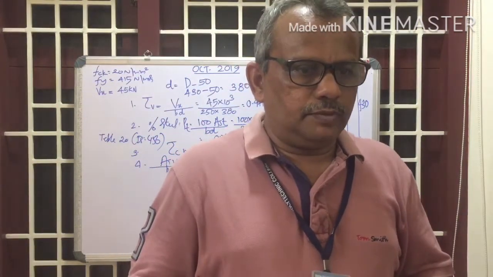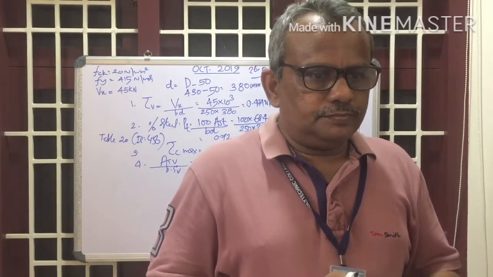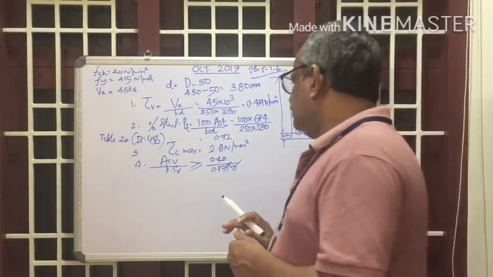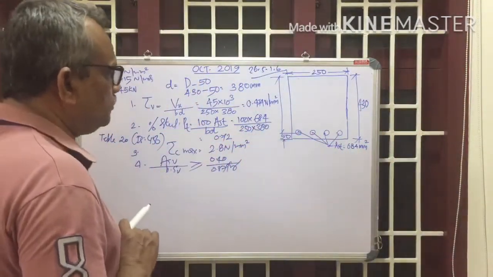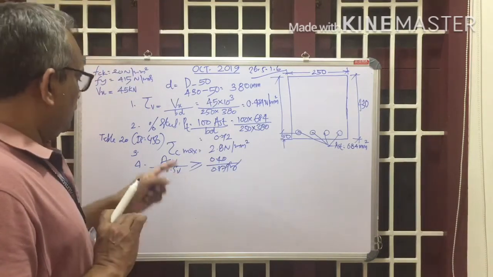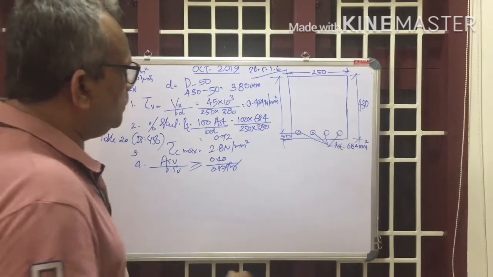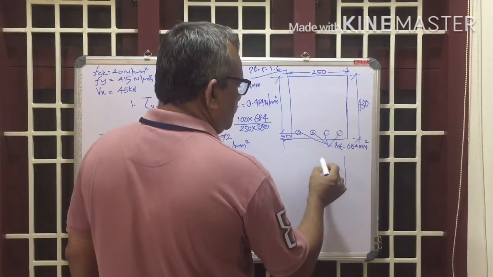So from this you will get the value of ASV, and from that you can find out the SV value. That means ASV we have to assume. Usually we have already done two-legged stirrups, right?